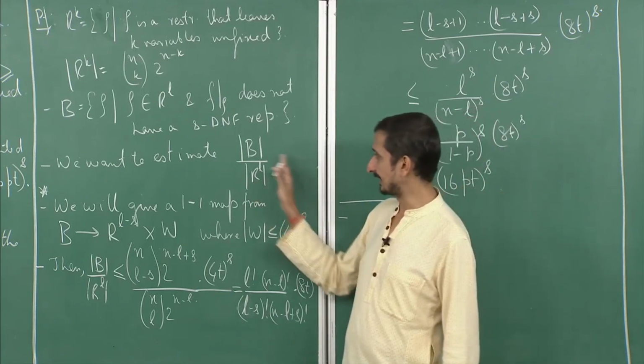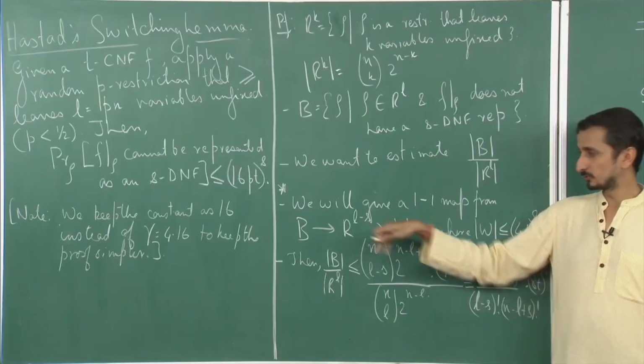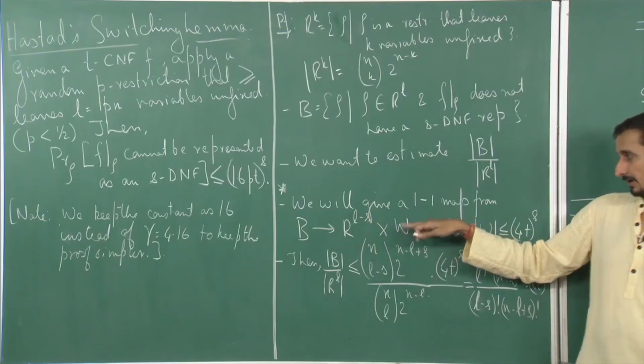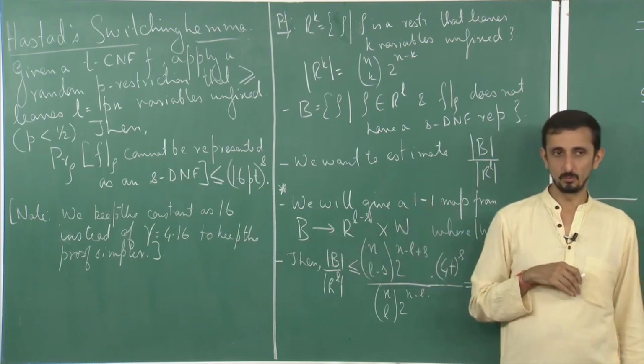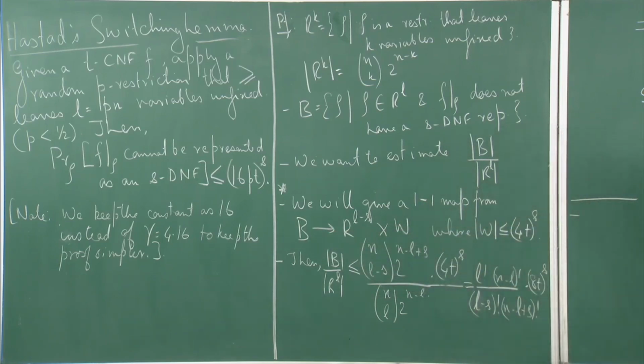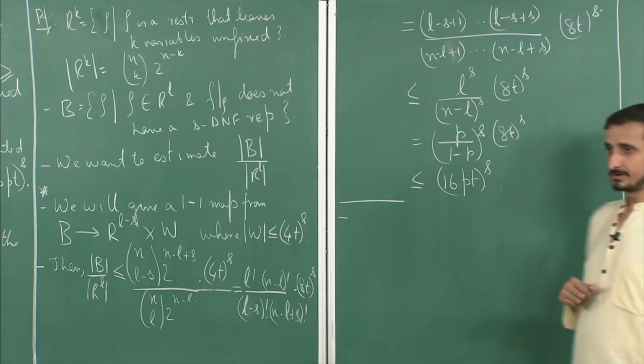The main proof will now, so this is done. Calculating this we have seen. So the main proof now involves showing this: showing an injective function, first of all showing a function which maps this to this, and then showing it is 1 to 1. That is the main proof. And then of course, estimating the size of W.